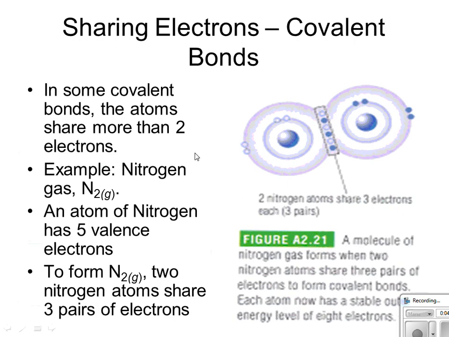Now, in some covalent bonds, the atoms share more than 2, just like I said. So for example, nitrogen gas, N2, and you can see here, it is sharing 6 electrons in its outermost shell. So an atom of nitrogen has 5 valence electrons, so it needs 3 more. So if they share 6 between them, plus the 2 extra on the outside here, they're going to have 8 in their outermost shells. And again, that puts them in their most stable form.